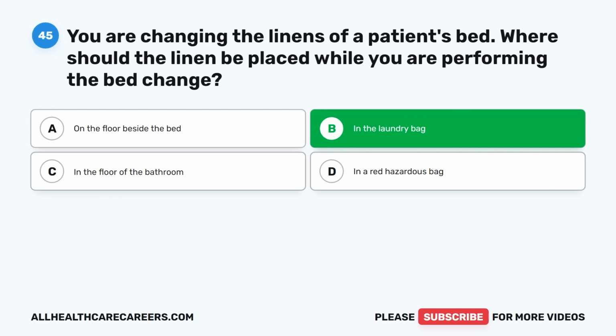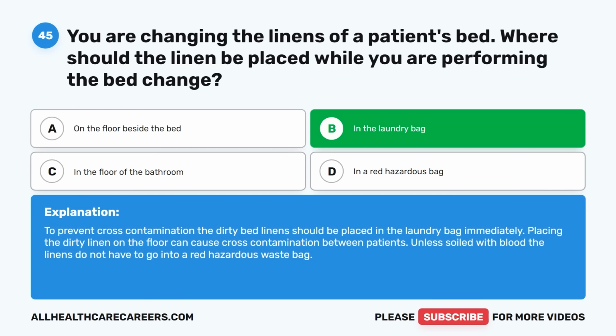The correct answer is B. In the laundry bag. To prevent cross-contamination, the dirty bed linens should be placed in the laundry bag immediately. Placing the dirty linen on the floor can cause cross-contamination between patients. Unless soiled with blood, the linens do not have to go into a red hazardous waste bag.